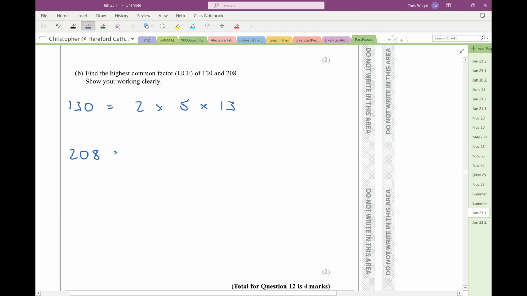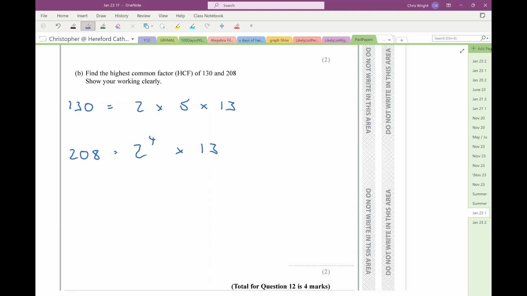And in this question, it doesn't say that you have to show how you found your product of primes. So there's no reason at all why you shouldn't just use your calculator to work out each of these numbers as a product of prime factors. You can use a factor tree, of course you can, if you want to.